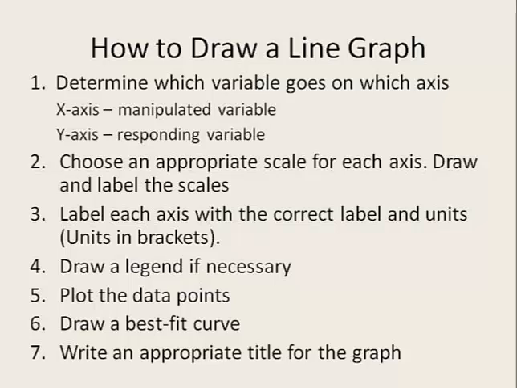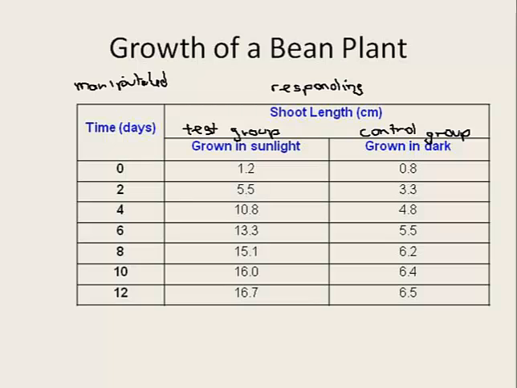So the next thing we need to do is choose an appropriate scale for each axis and draw and label the scales. So let's do our x-axis first. Looking at the data, our manipulated variable is time, and the unit of time that we're working with is days. And we need a scale that goes from 0 to 12. So we need to put a scale from 0 to 12 along this axis.